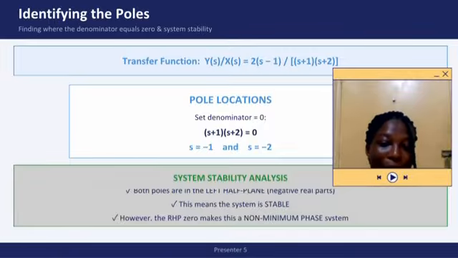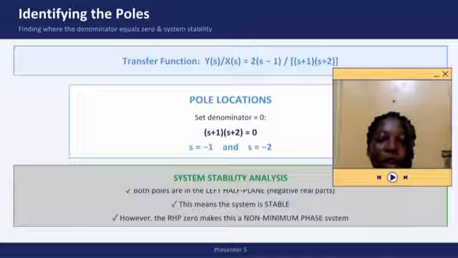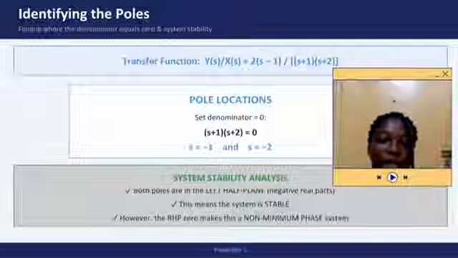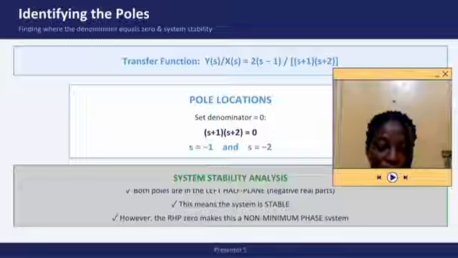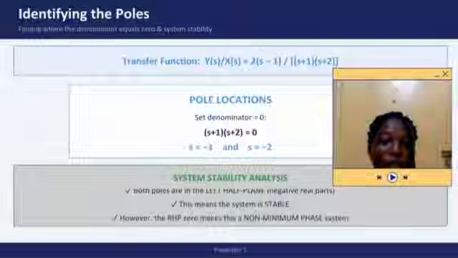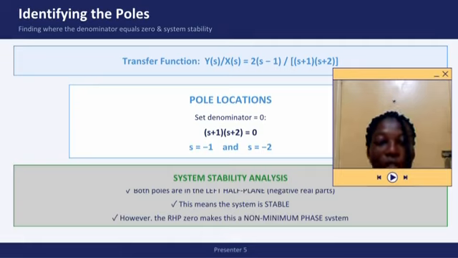For a linear time-invariant system to be stable, all the poles must be on the left half of the plane, right? Since both poles, s equals -2 and s equals -1, are found on the left side of the s-plane, that means that the system is stable.